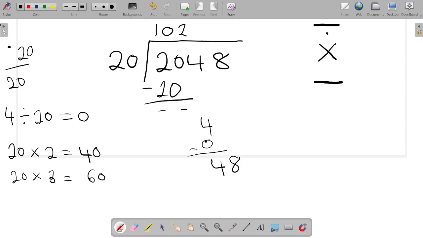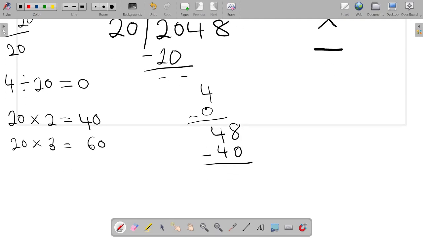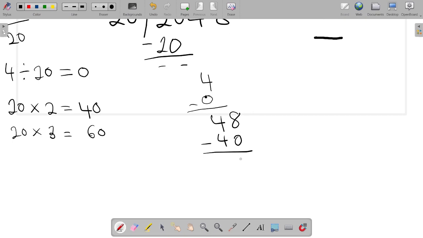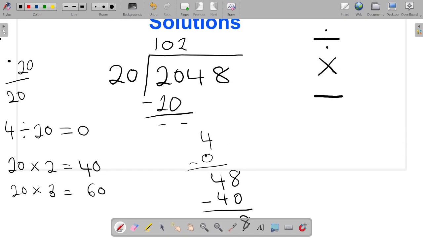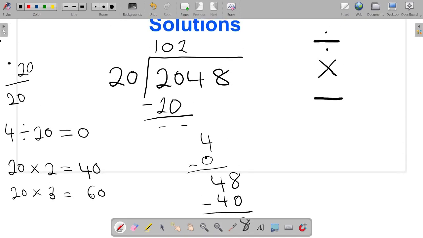Then the next operation is multiplication. Multiply the 2 by 20, then you get 40, like this. Good. Then you come to the last operation, which is subtraction. Subtract the 40 from the 48, so the remaining number will be 8. Good. After that, you start from the top operation, which is division again.